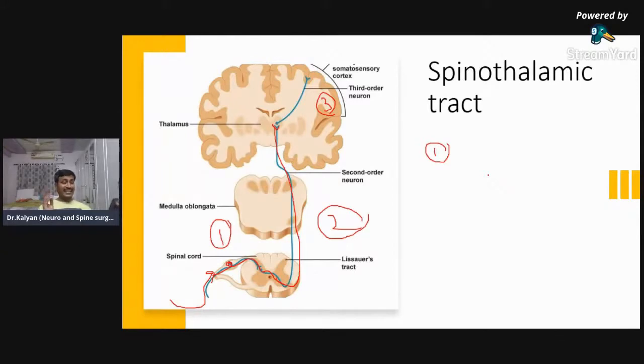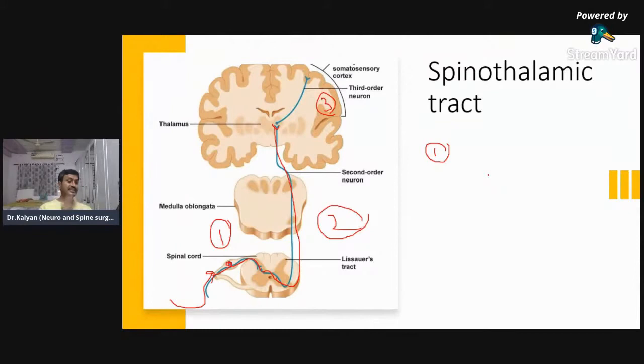There is a 10-second gap between what I'm telling and what you are hearing. So these are three important things to remember. Even though there's a gap in what I'm speaking, I'll wait for your answers. I want each and every one of you to answer what the function of the spinothalamic tract is. Pain, temperature, and anything else? You are missing something. The function of the spinothalamic tract is pain, temperature, and crude touch.